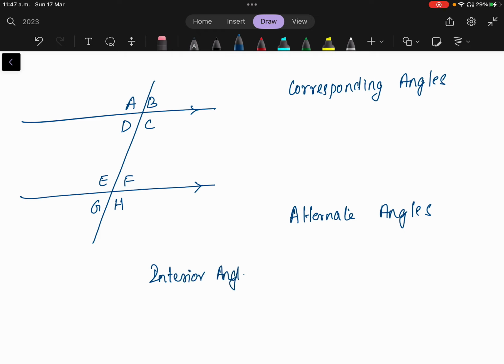Okay, so pause this video and try to write it, and then come back and watch this video. Okay, now here for the corresponding angles, what you have is C.